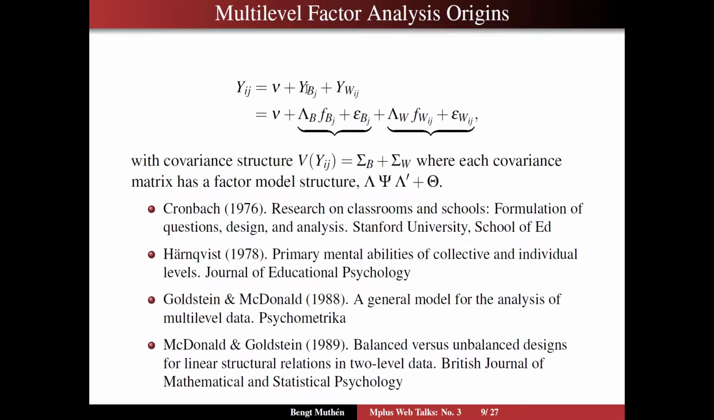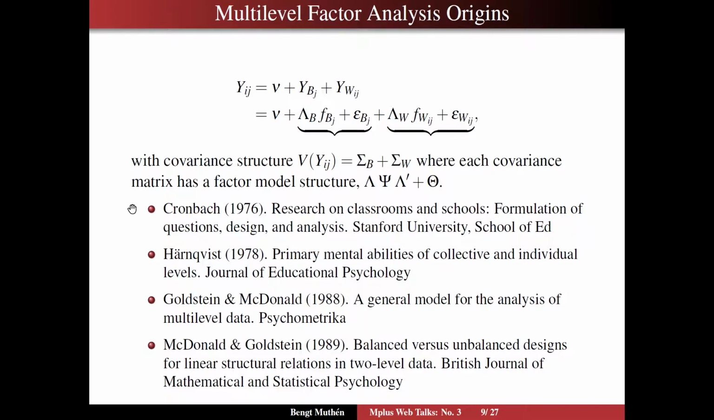And for each of these B and W components we assume a factor structure with a factor loading matrix lambda, a factor vector F and a residual vector epsilon, both for between and for within. And that gives us a covariance structure for the observed y vector, which is the sum of the between and the within covariance matrices. And each covariance matrix then has a factor model structure of the standard kind, lambda psi lambda prime plus theta, where psi is the covariance matrix for the factors and theta is the covariance matrix for the residuals.